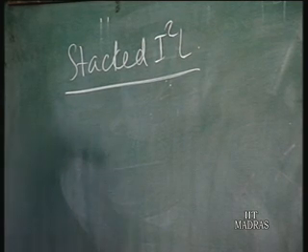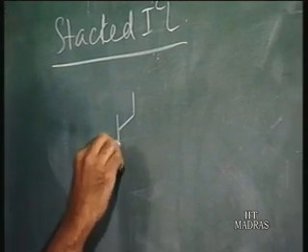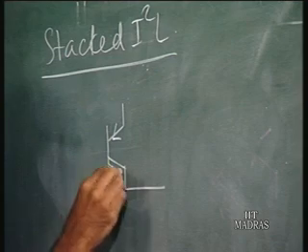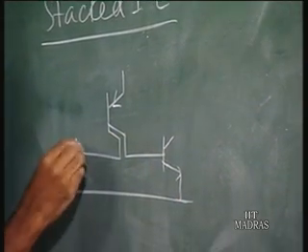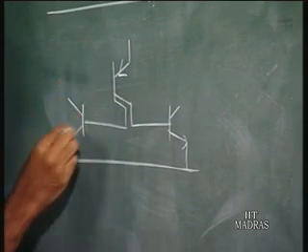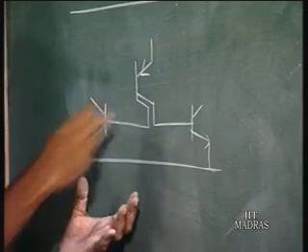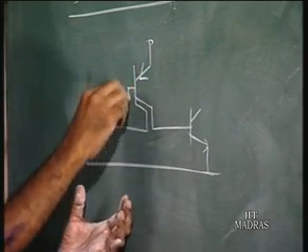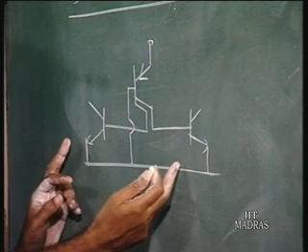So, basically what you have in a stacked I squared L is this is the current source. So, you have circuits like this. So, this is the I squared L, this is the injector, and this is the base which goes to ground here. So, this is the one I squared L cell.